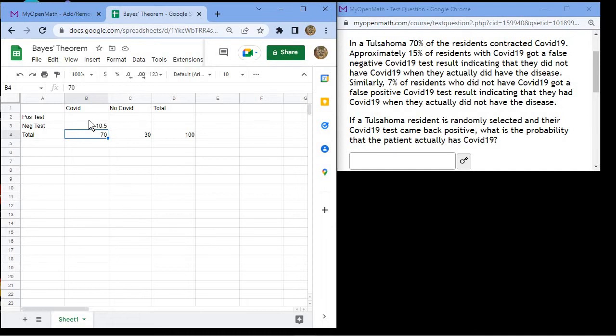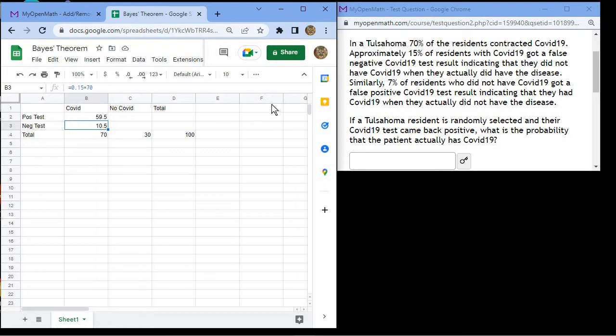Now, the rest of the 70 people actually tested positive. That's a correct test. So how many is that? Well, that's equal to 70 minus this many, 10.5. So that's 59.5 people. So the 59.5 plus the 10.5 would give a total of 70. So, all right, that's the total number of people, 59.5, that tested positive and actually had COVID.